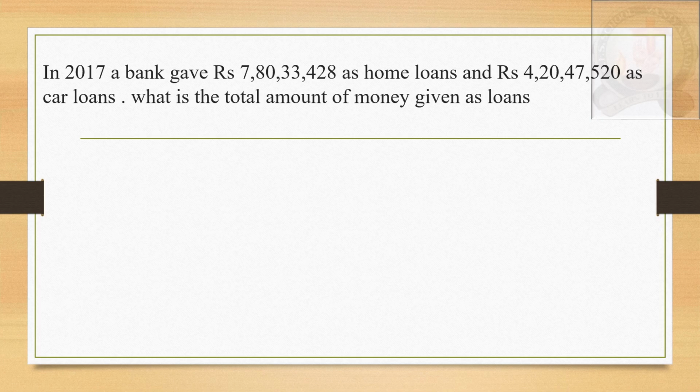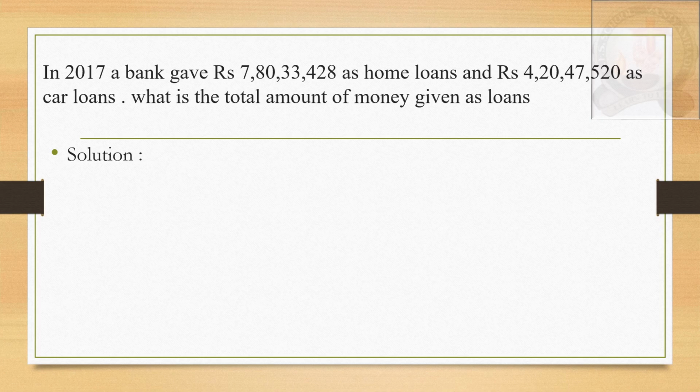The next question is: in 2017 a bank gave rupees 7 crore 80 lakh 33,428 as home loans and 4 crore 20 lakh 47,520 as car loans. What is the total amount of money given as loans? Okay, so let us start giving the solution here. Before we give the solution, let us once again understand this question very deeply.